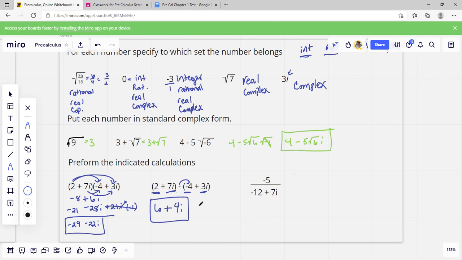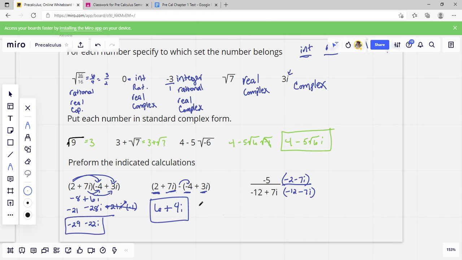All right, and then this one is a division one. So on this one, I don't have a complex number at the top, which all numbers are complex because they'd be plus 0i, but I don't have any imaginary part of that top number. I still need to multiply the top and the bottom times the conjugate of the bottom. So our bottom is negative 12 plus 7i, so the conjugate would be negative 12 minus 7i. And then do that on the top.